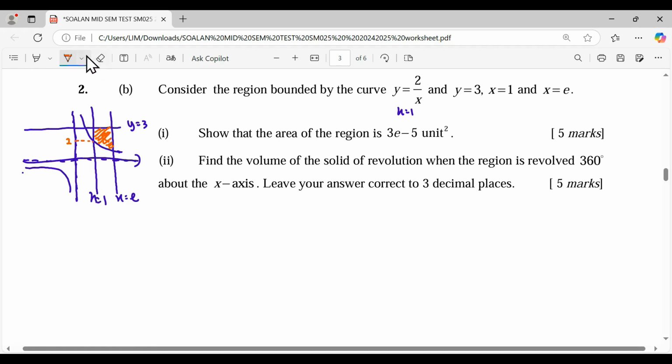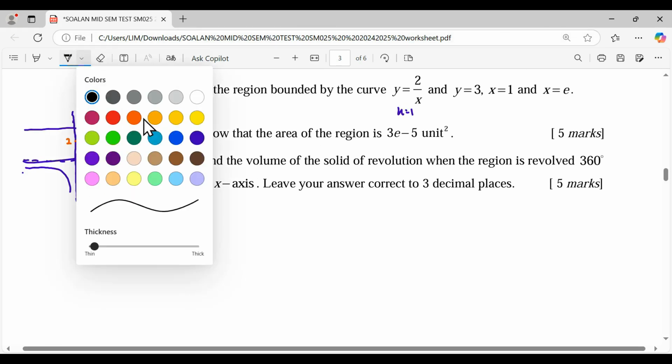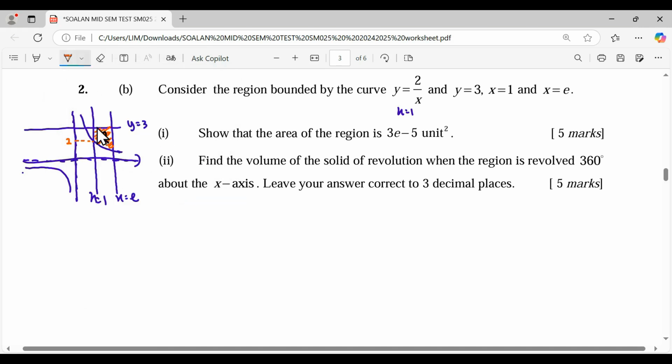So 1, 2, 3, 4, it will be located here. This is the region that we want to find for the area, for the volume. So you can see this region, if you want to calculate it with respect to x, I draw it vertically.